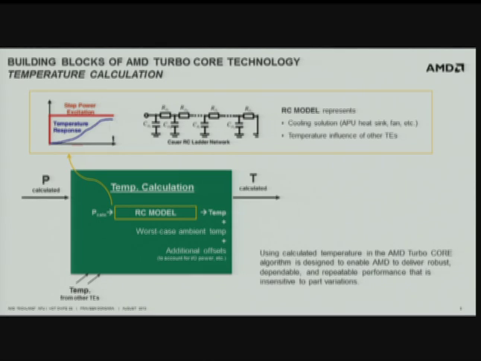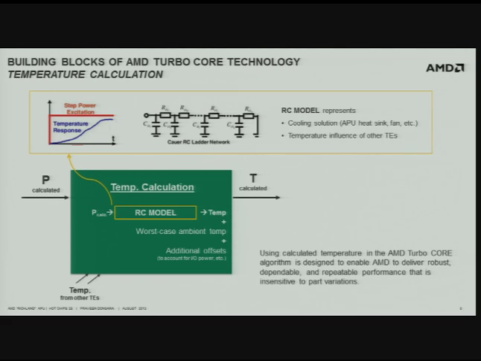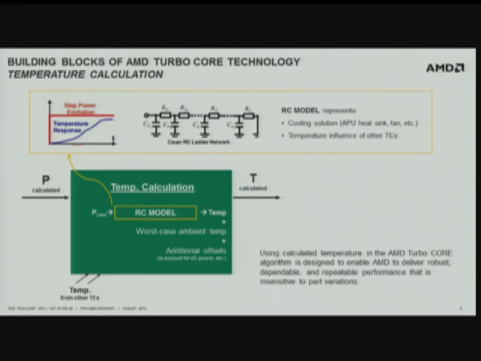And the RC model is supposed to mimic the thermal characteristics of the die, and also the cooling solution that's available in the system, and the temperature influence of the other thermal entities on itself. So the R and C coefficients that are needed are characterized in our thermal lab. And this is the model that gets used in our firmware to convert a power value into a temperature. A simple example: if you have a step power excitation, your temperature is supposed to rise in an exponential fashion, and this particular RC model is going to give you that output.